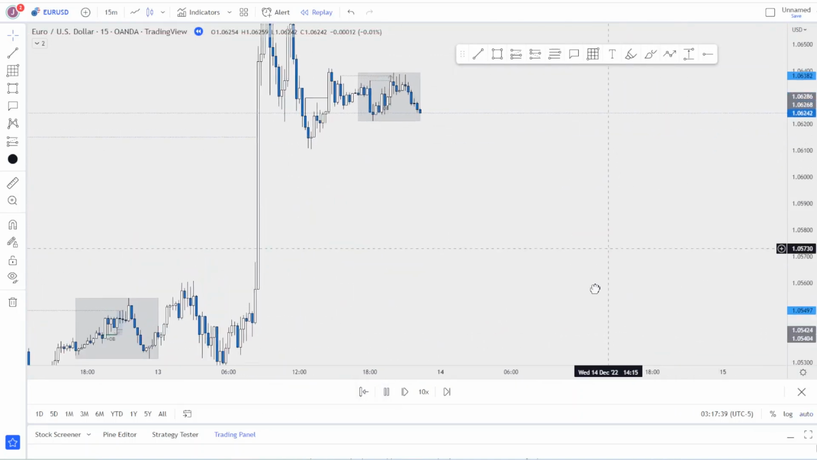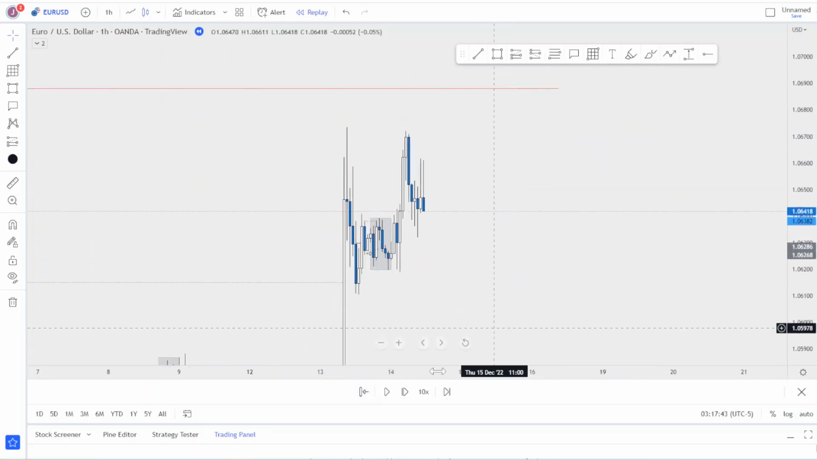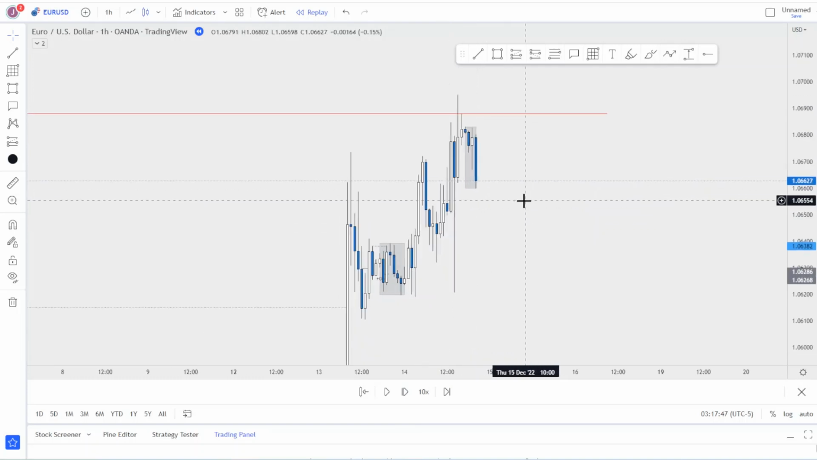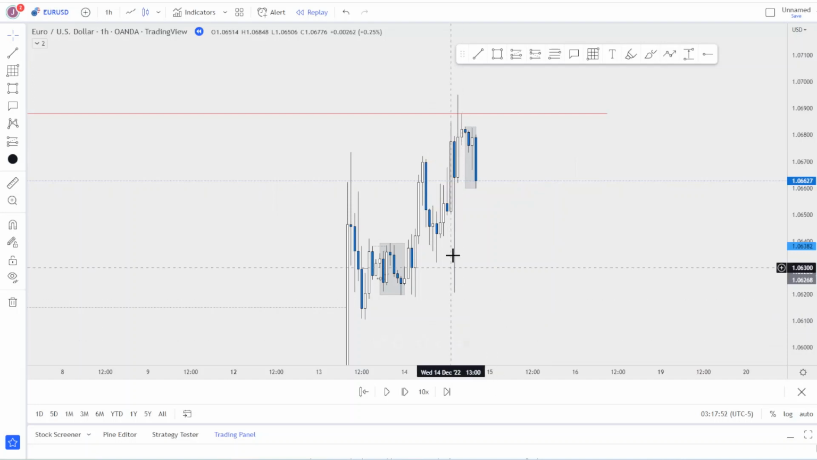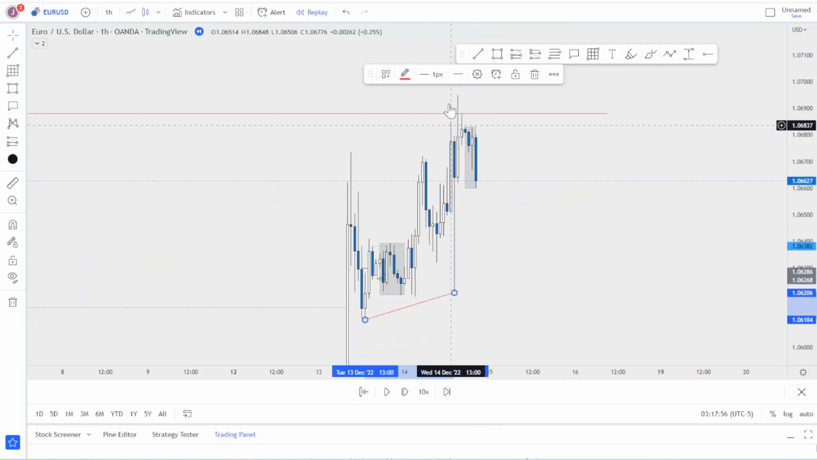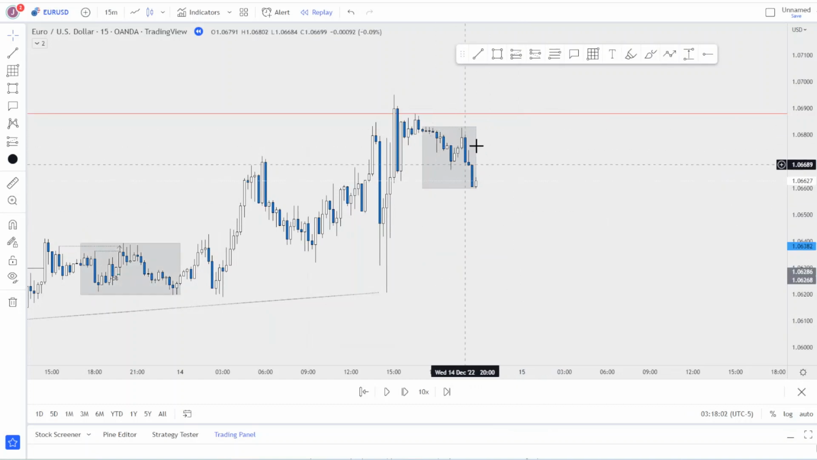So fast forward this day, because I didn't trade London or New York. We tapped into the 4 hour fair value gap. We also have this liquidity being built up, almost like a trend line liquidity, and we can see now that price is pushing lower a bit.